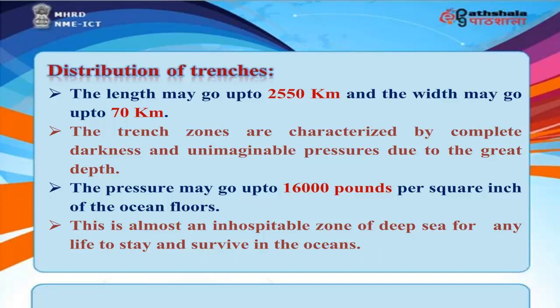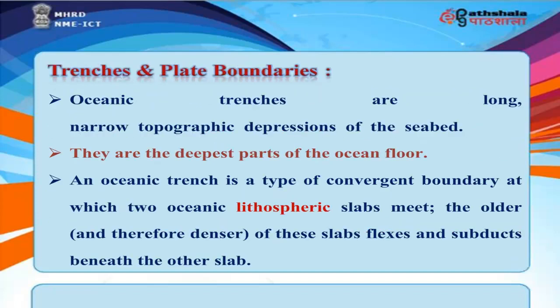The trench zones are characterized by complete darkness and unimaginable pressures due to the great depth. The pressure may go up to 16,000 pounds per square inch of the ocean floors. This is almost an inhospitable zone of the deep sea for any life to stay and survive in the oceans.